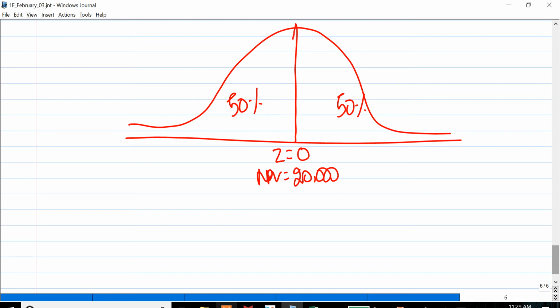Now, somebody wants to know what is the probability my project will generate negative NPV, which is less than 0. It is not going to be a probability of 50%, it's going to be a lesser number. So how do we calculate that is what we are going to see here.